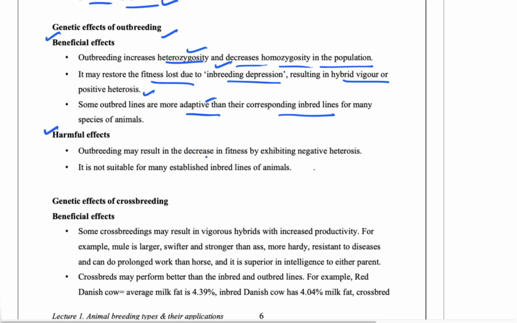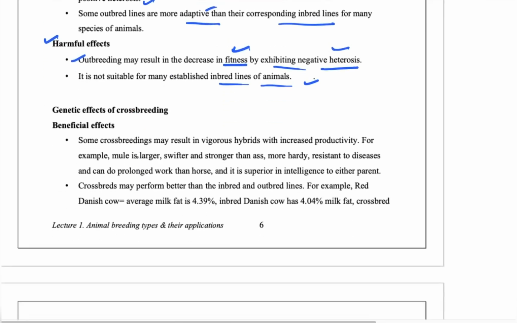So outbreeding may result in a decrease in fitness by exhibiting negative heterosis, because negative heterosis is there, right? It is not sure that the hybrid is going to be a positive organism, or that it is going to have much more enhanced features than the parent. Sometimes it will be a negative impact, right? Then it is not suitable for many established inbred lines. So there are established inbred lines, and for those lines there is no outbreeding program, right? So these are the harmful effects, because outbreeding is not suitable for those inbred lines.